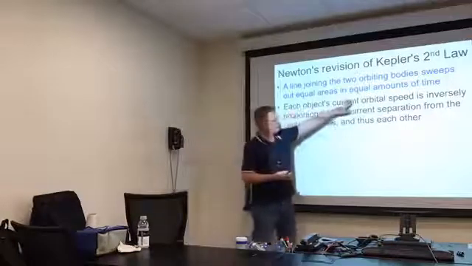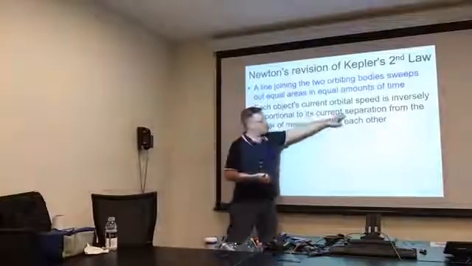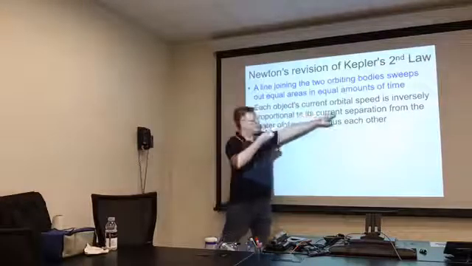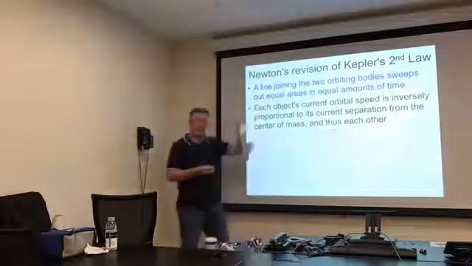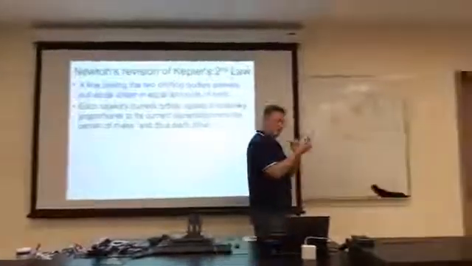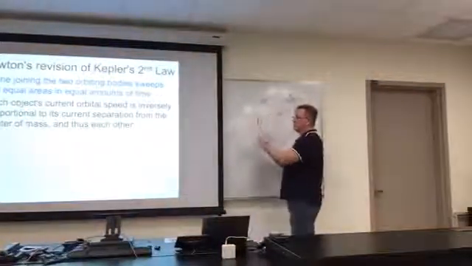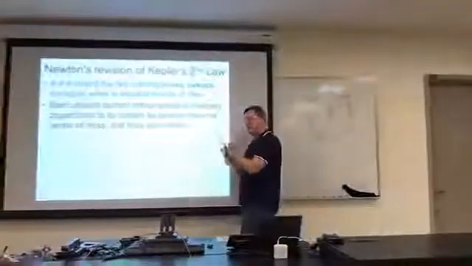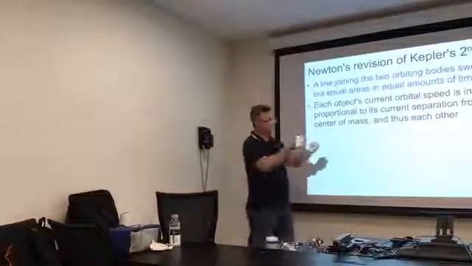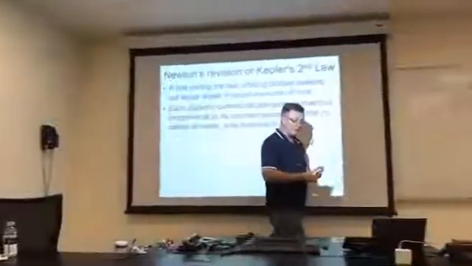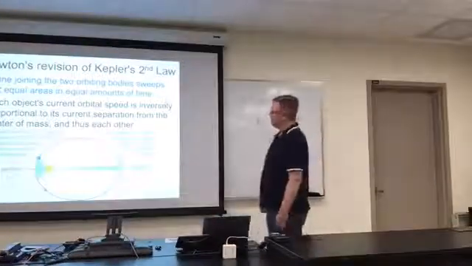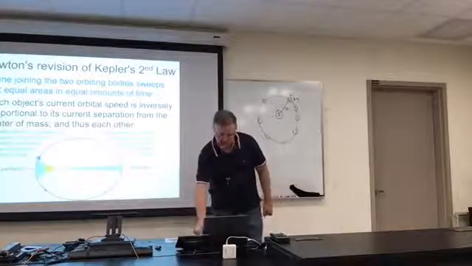Each object's current orbital speed is inversely proportional to its current separation from the center of mass, or it's inversely proportional to its current separation from its partner. It doesn't matter which separation I measure, the total separation between the two bodies or the separation between the center of mass. Their current orbital speed is inversely proportional to either of those distances. If the distance doubles, the speed will halve. If the distance gets 3 times smaller, the orbital speed will get 3 times larger. And so it's just the same in each case. And this is my final slide.